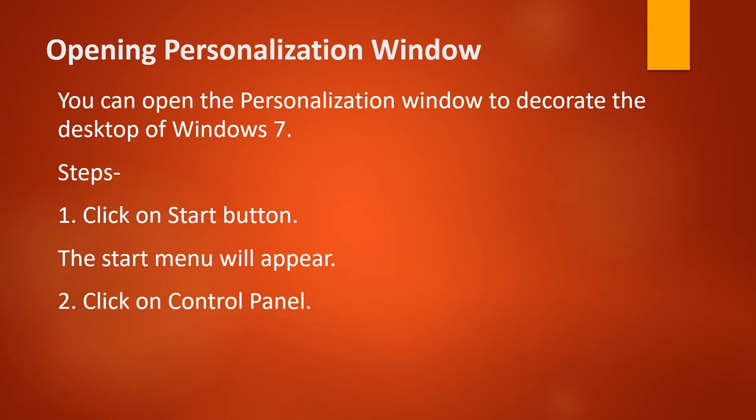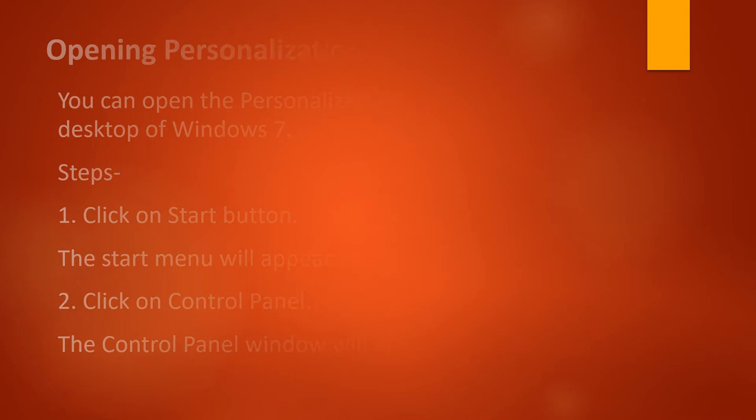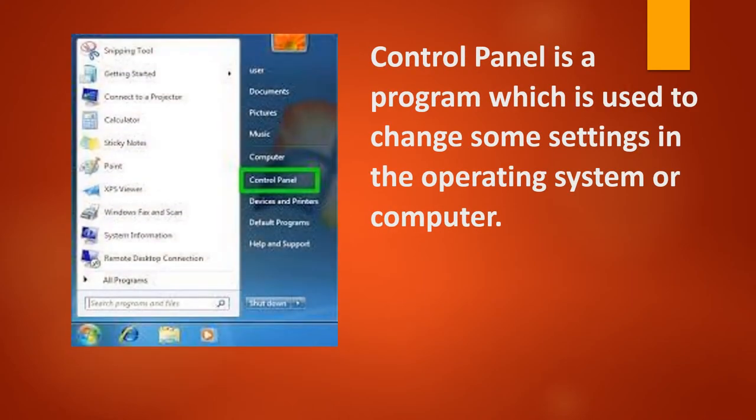Children, Control panel over here is very important. You have to click on it. Control panel window will appear. Now, let us see Control panel. Control panel is a program which is used to change some settings in the operating system or computer.